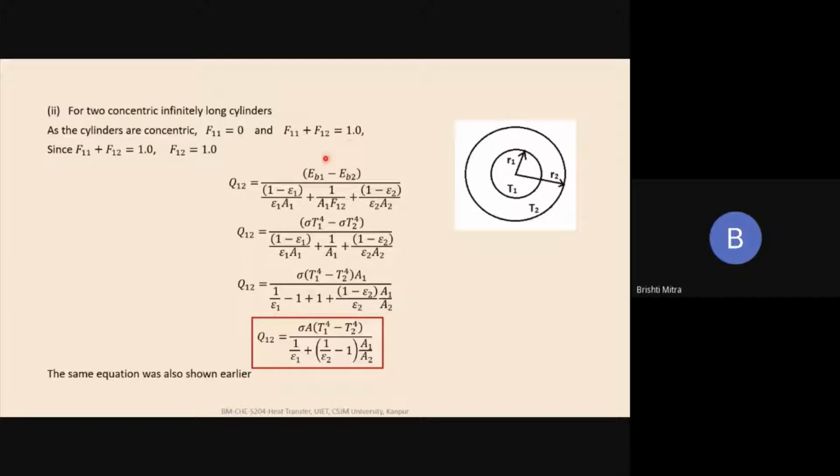So now let us put these values in the general expression. This is my general expression. I'm now putting EB1 equal to sigma T1 to the power 4 and EB2 equal to sigma T2 to the power 4.